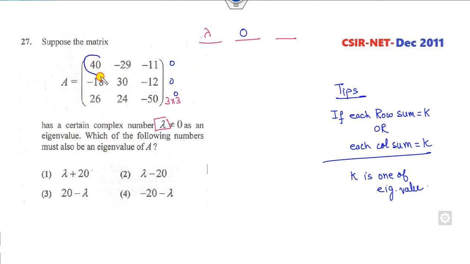So how can you find the third eigenvalue? That is the trace. What is the trace? It is 20. We know the sum of the eigenvalues is nothing but my 20. So the other value will be this. So 20 minus lambda is the right answer of this problem.